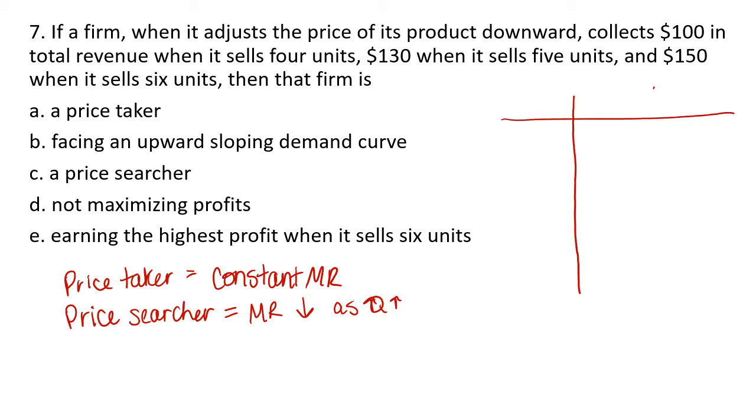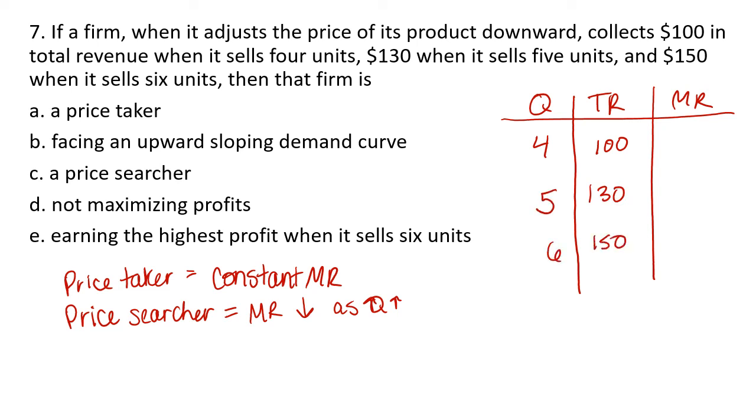So let's look here at our table. It tells us that they collect $100 in total revenue when they sell 4 units, $130 when they sell 5, and $150 when they sell 6. Since we don't know what happens at 3, we can't figure out the marginal revenue from adding a fourth. But from 4 to 5, we can see our total revenue goes from 100 to 130. That's a change of 30. And then from 5 to 6, 130 to 150, that's a change of 20.